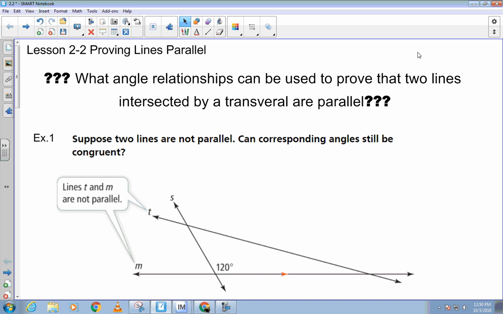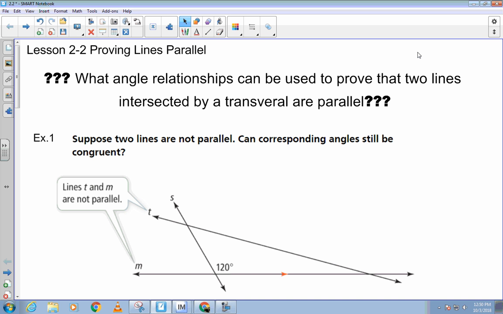Okay, so what we're going to look at today is what angle relationships can be used to prove two lines intersected by a transversal are parallel. So we're going to go backwards, okay? We're going to say, okay, what has to happen in order for me to say these lines are parallel? Look at this first example here. It says suppose two lines are not parallel. Okay, we've got lines T and N. See how they're not parallel, right?